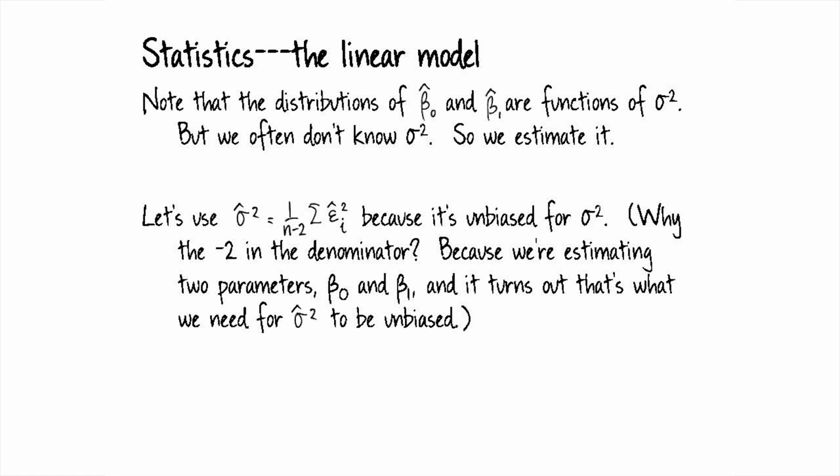And we're going to use a different estimator than estimators we've seen before. So we're going to use an estimator that's equal to 1 over n minus 2 times the sum of the residual squared. Okay? And this estimator, it turns out, is unbiased for sigma squared in the linear model. That's why we use it.